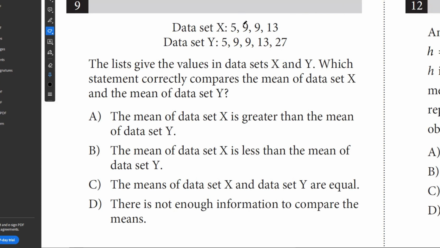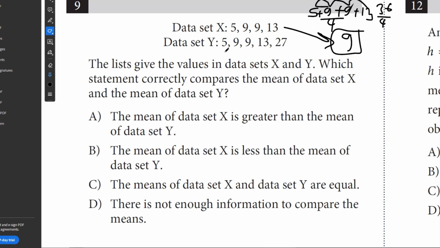For data set x, there are 1, 2, 3, 4 values, so we're going to divide by 4, and let's add up our data values. 5 plus 9 plus 9 plus 13. So this is going to be 22, 31, 36, 36 divided by 4. Its mean is going to be equal to 9. Our mean is 9 in data set X. So now let's find it for Y.